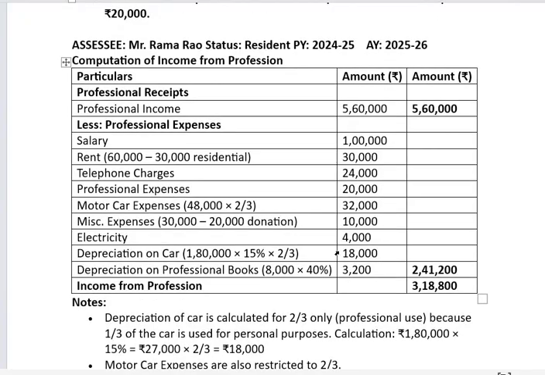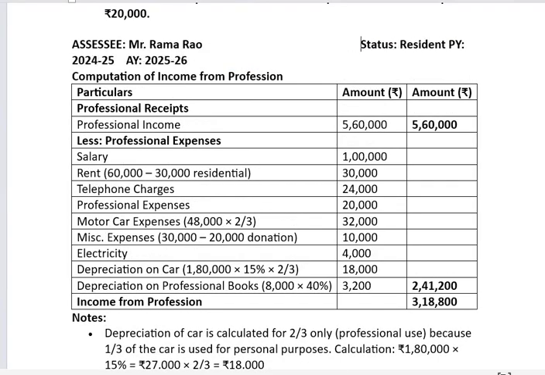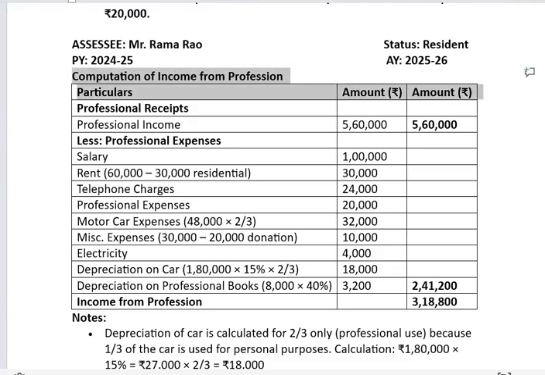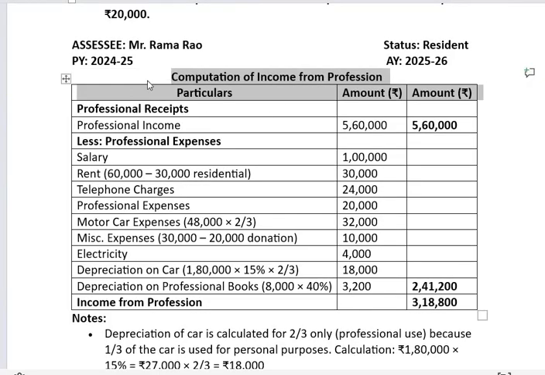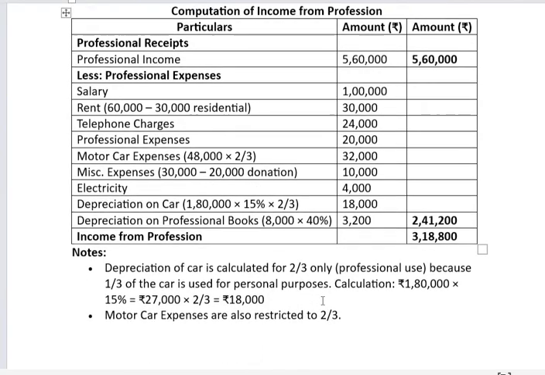Now give the heading: assessee name, status. Status on another side you can give. It will look neat. Previous year on one end and assessment year on another end. Computation of income from profession, we can make it in the middle, and we can give the heading particulars, amount. We will make the list of professional receipts. We will reduce professional expenses. So we will get the answer, income from profession.